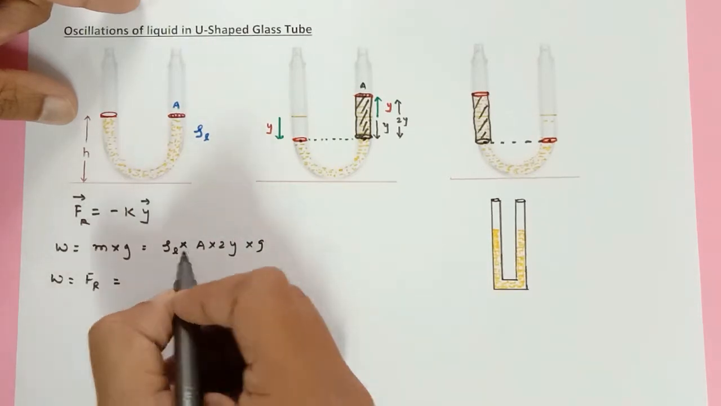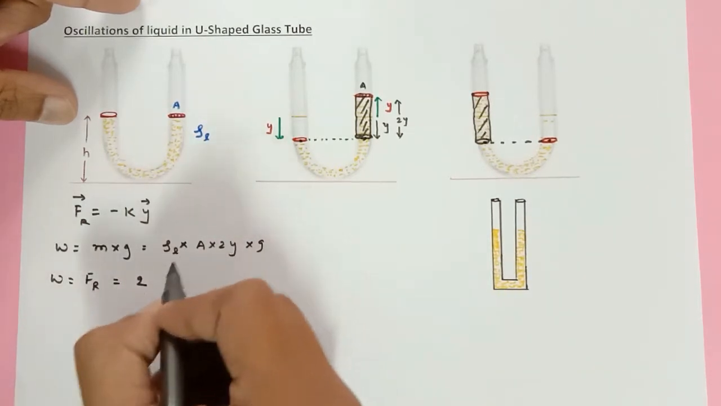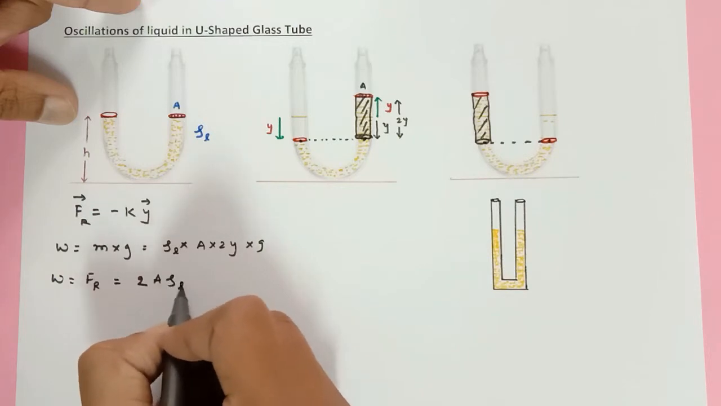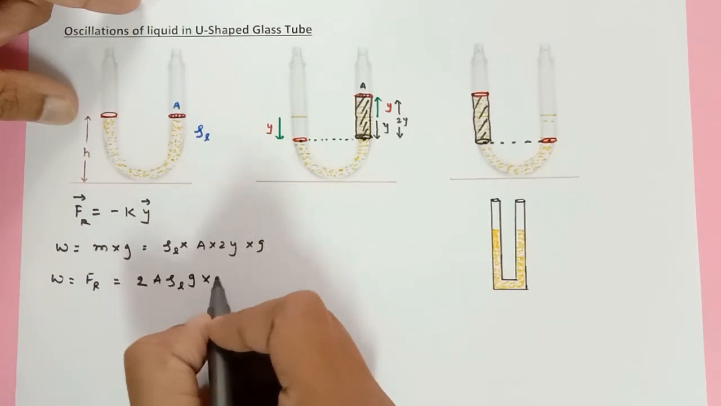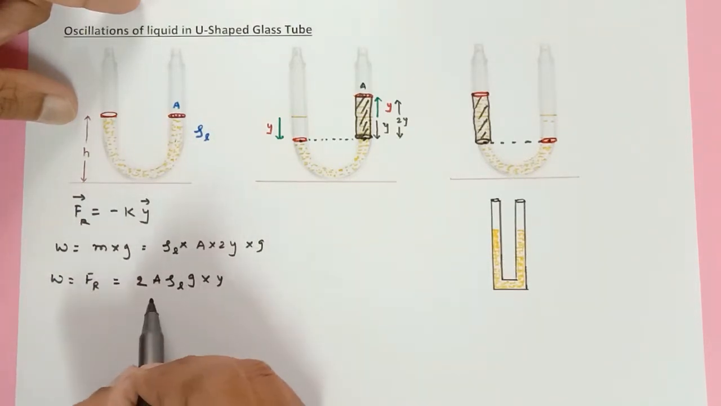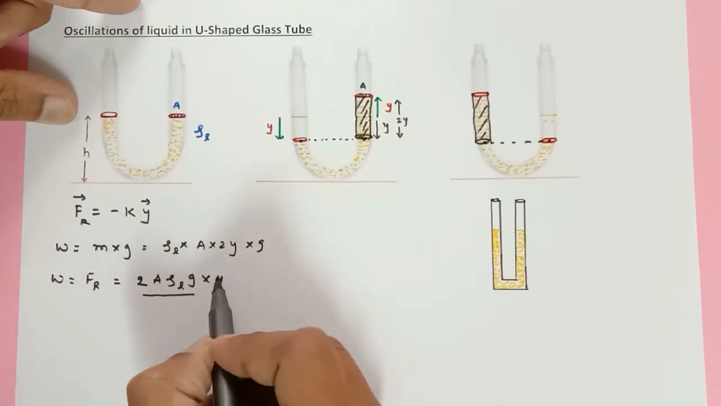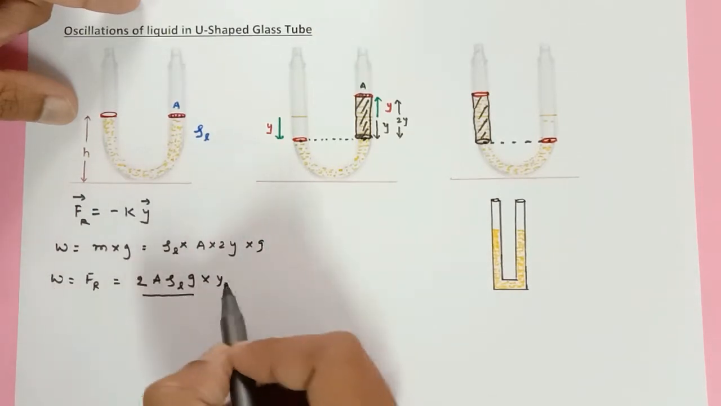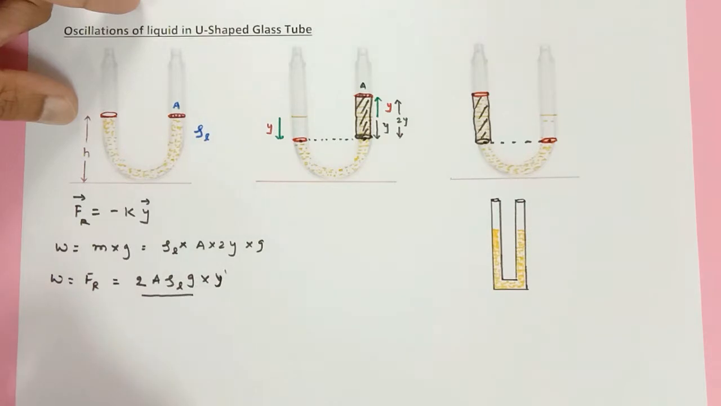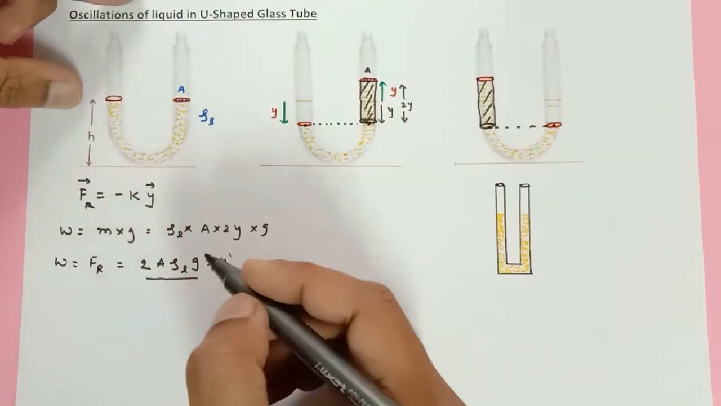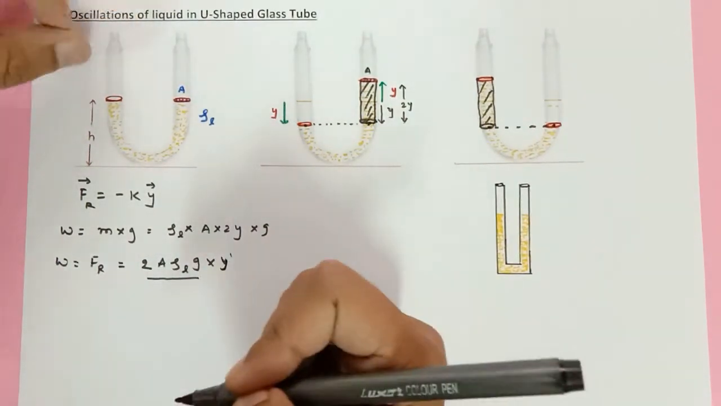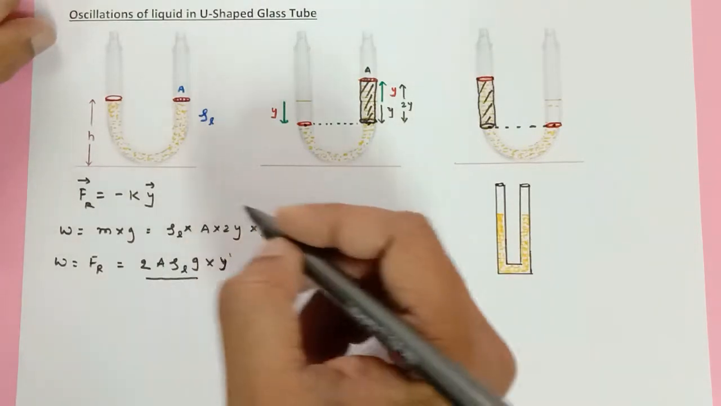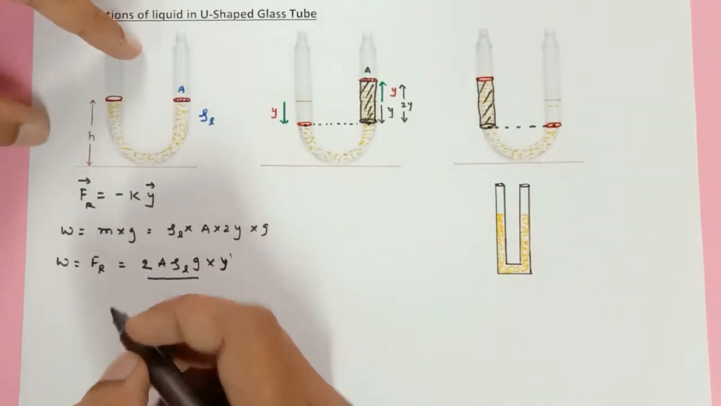Now that is equal to, I'm just rearranging, 2A rho L G times Y. As you can see, this part is constant and this weight is directly proportional to the first power of Y. So that means this is a restoring force and it is a case of SHM, because now the restoring force is proportional to the first power of the displacement.